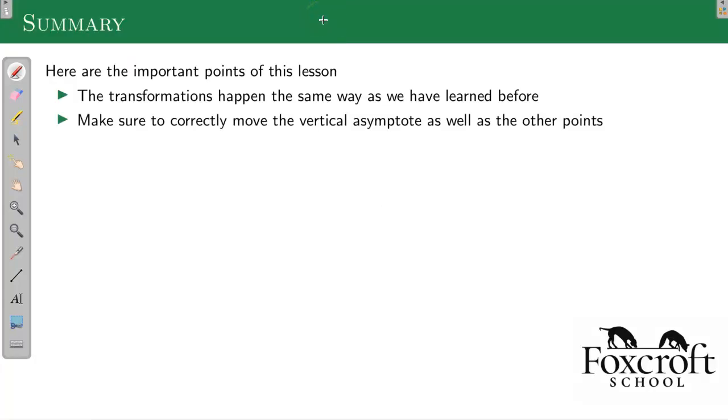So the transformations happen the same way as we learned before, still going left and right, up and down. Make sure you get your vertical asymptote in the right place. The vertical asymptote is a really important part of the logarithm graph, just like the horizontal asymptote was a really important part of the exponential graph. So make sure you're putting that on your graph as well, as a dotted line.